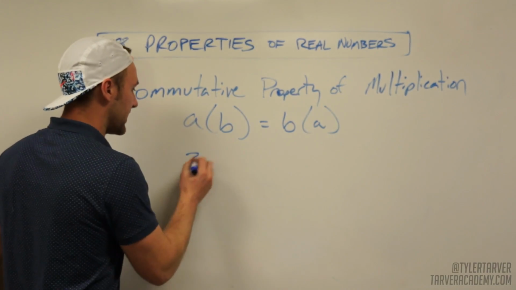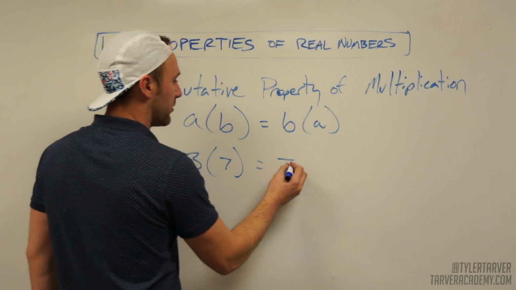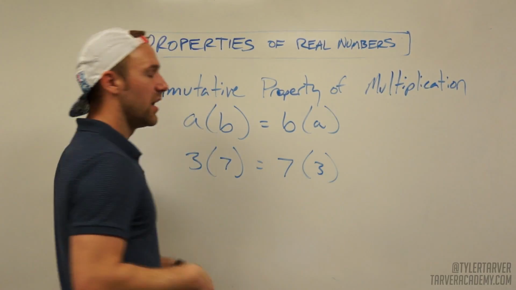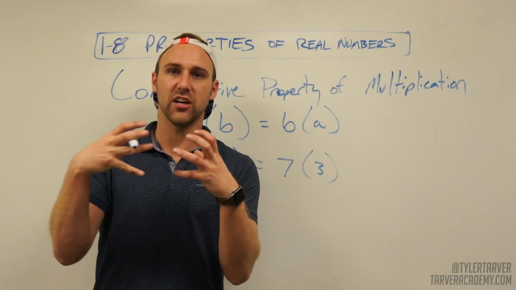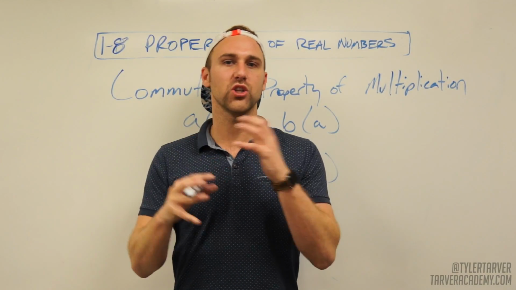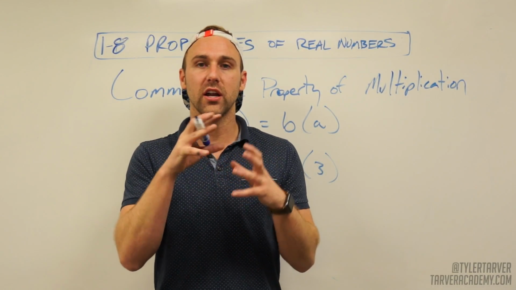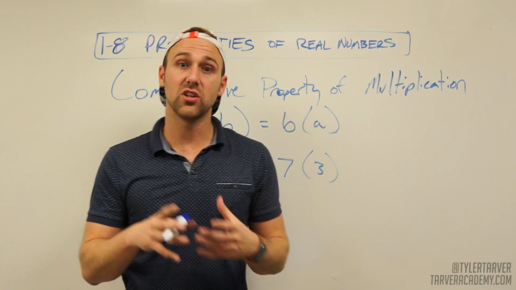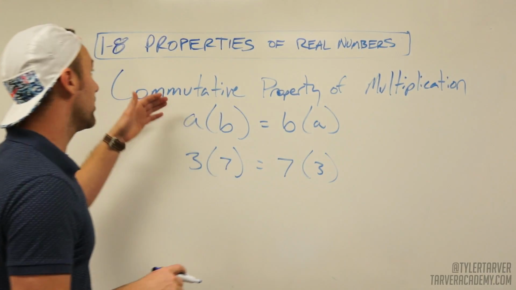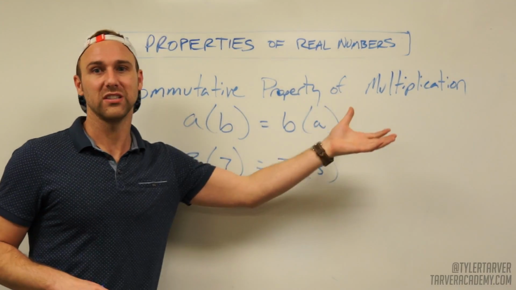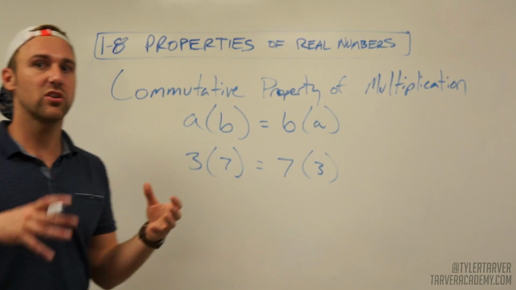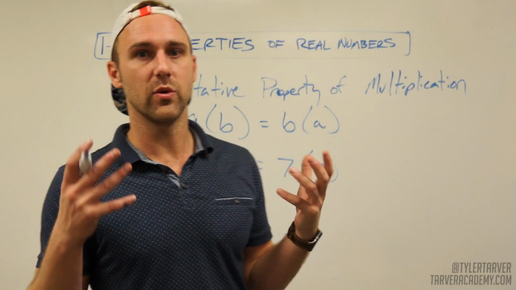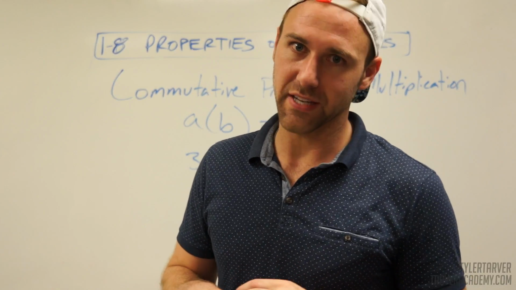So for instance, 3 times 7 is equal to the same as 7 times 3. It comes in handy whenever you have a chunk of stuff you're multiplying. It doesn't matter which order you put those in, you're going to get the same answer. So it's pretty convenient. You never really say this phrase, but it's good to know it because it's one of the pillars that doing mathematical equations is based on.